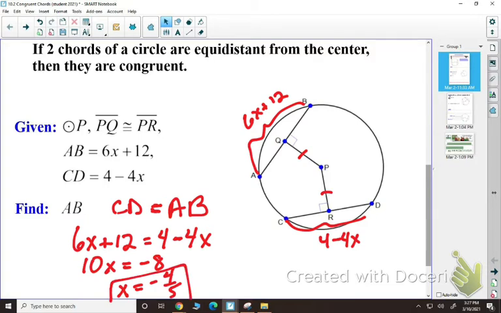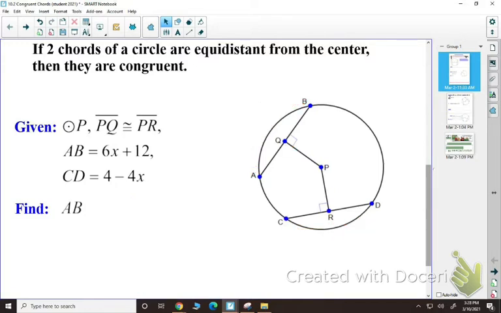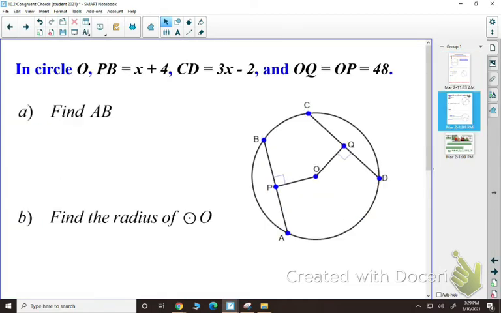So again, if the chords are the same distance from the center, then they are going to be congruent. Continuing on with the notes, let's do another example. In this one, if PB is x plus 4 and CD is 3x minus 2, and OP and OQ are both 48, we want to find AB and then the radius of the circle.